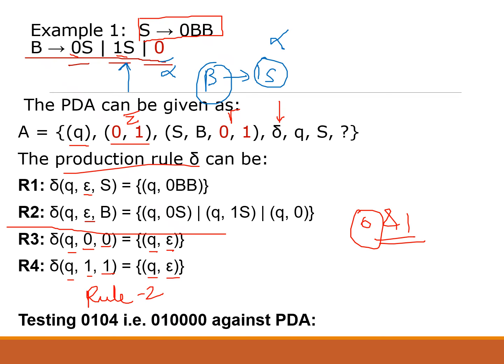Now let us see if this context-free grammar is able to accept the correct string. So this is 0, 1, and then 4 times 0. It is 0, 1 followed by 4 times 0. So we check whether this string would be accepted by this PDA set of rules which we have written.